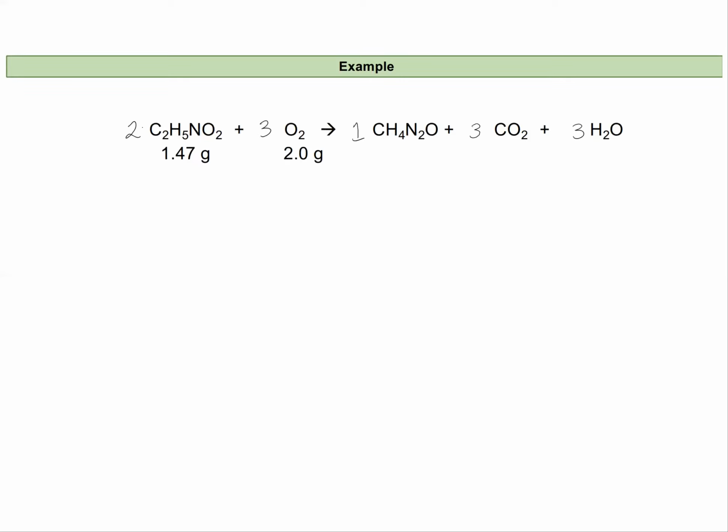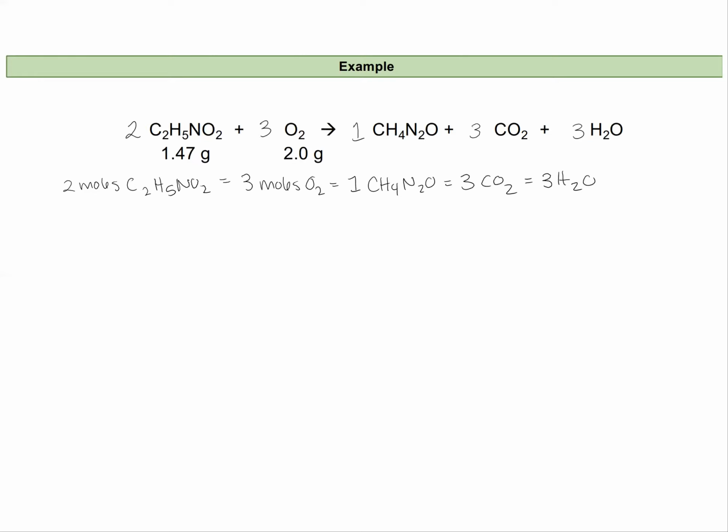For our conversion factors, we have 2 moles of our glycine will be equal to our 3 moles of oxygen, which will be equal to our 1 mole of urea, and will be equal to 3 moles of carbon dioxide and 3 moles of H2O.